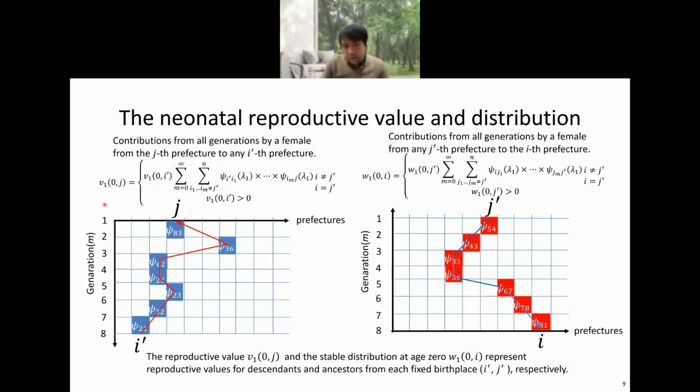This is a left eigenvector. The component of the left eigenvector at age 0 in J's prefecture is like this. It implies contributions from all generations by a female from J's prefecture to any I prime prefecture. The I prime prefecture is arbitrary, so we can choose any prefecture.